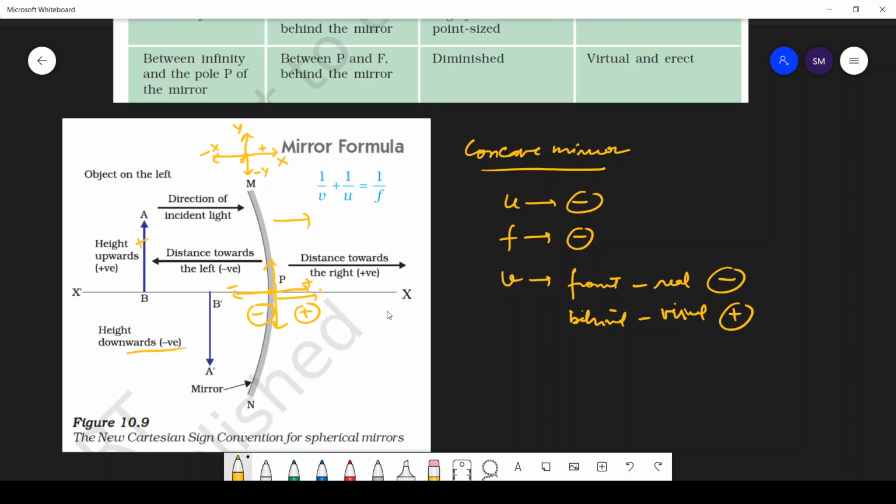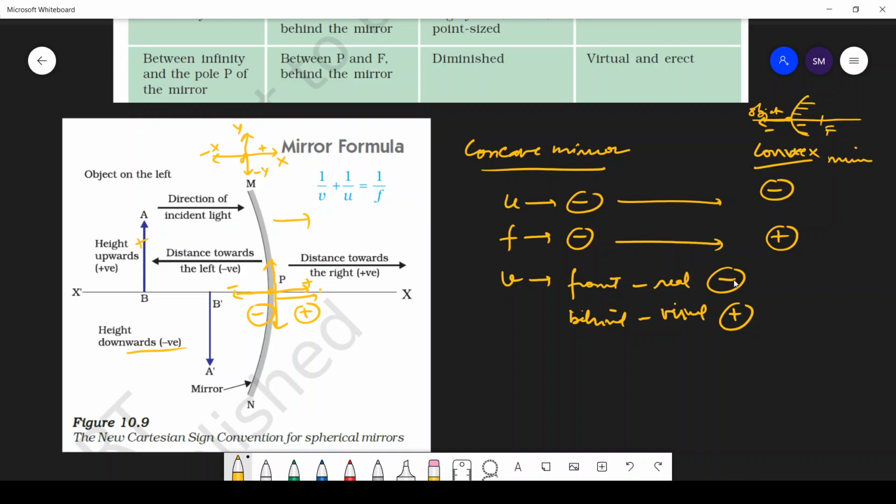So in case of the convex mirror, you know that you have the focus point over here. But the object will always be on this side. So this distance you will be moving, this distance will be negative. So u will be negative in all the cases, whether it is concave or convex. What about the focal length? Focal length will be positive for the convex mirror.